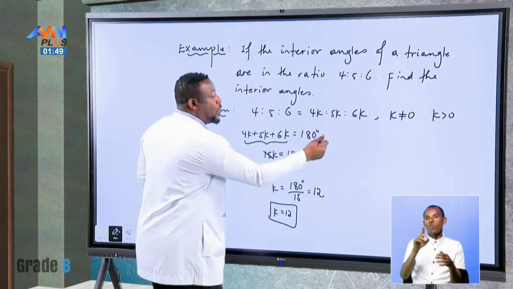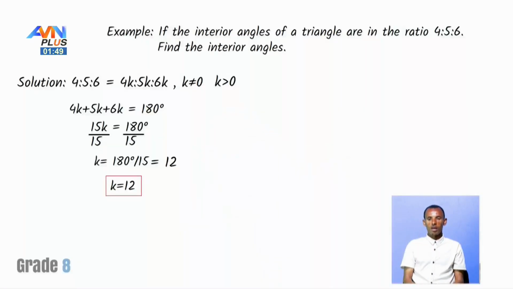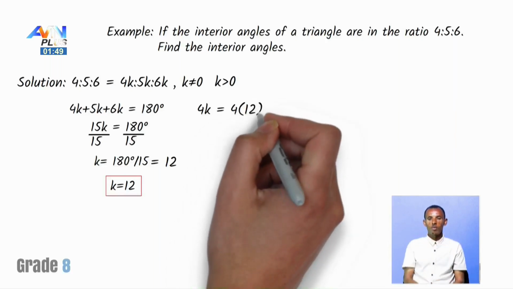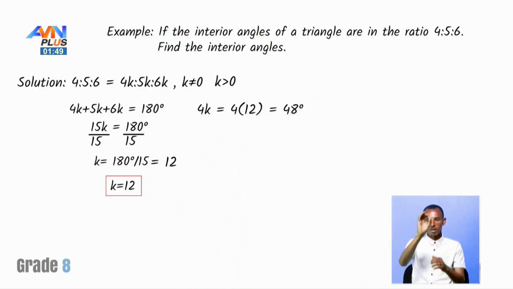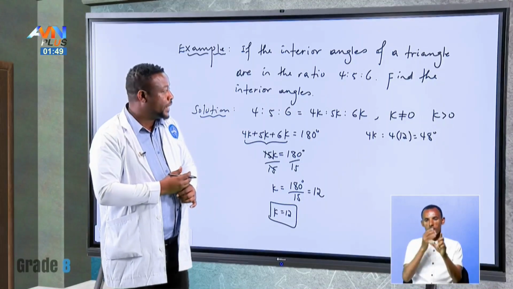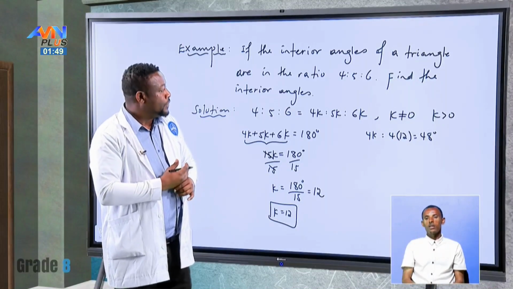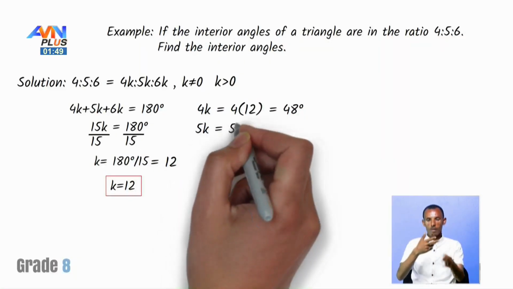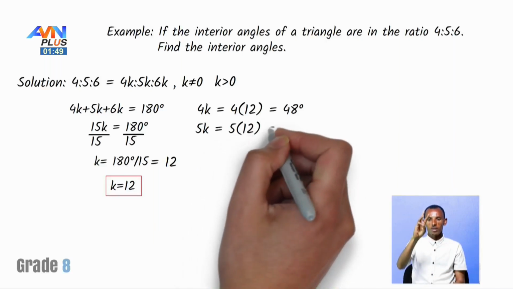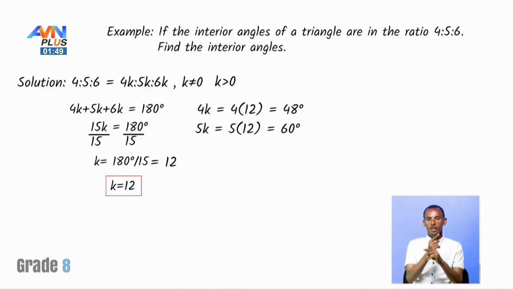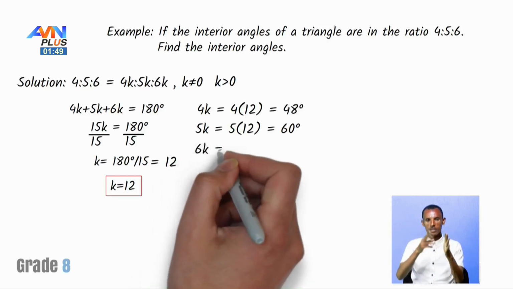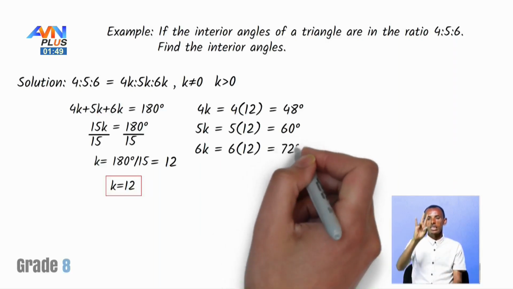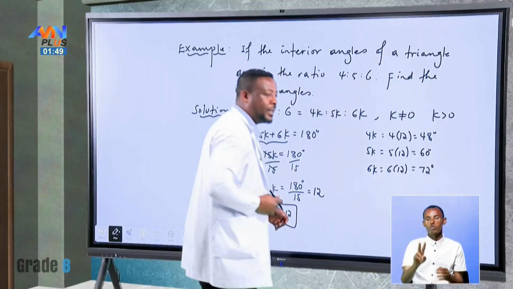Okay, one of the angles is 4K. 4K means 4 times 12, which is 48 degrees. One of the angles is 48 degrees, and 5K is 5 times 12, which is 60 degrees, right? And 6K is 6 times 12, which is 72, right?